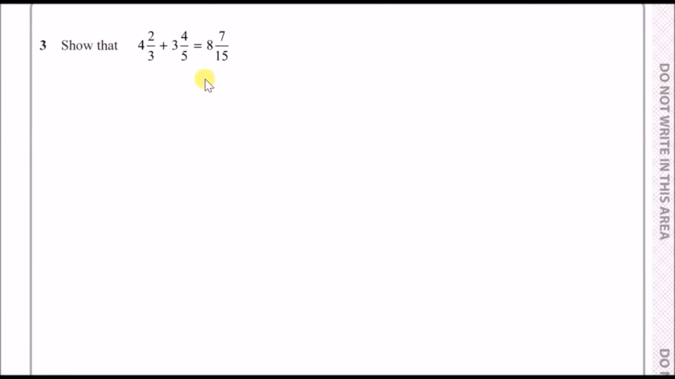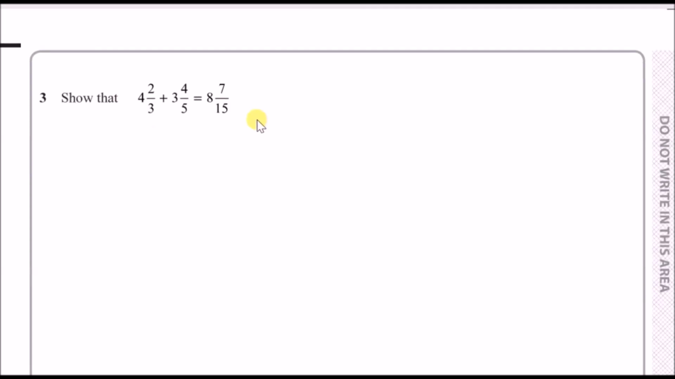Now for number 3, it says show that 4 2/3 plus 3 4/5 will give us the right hand side. Now guys, you got to be careful. For these problems, you can never use a calculator to jump to that result. So what I personally do, I use a bit of a trick here. I end up using my calculator and a little mental working out.